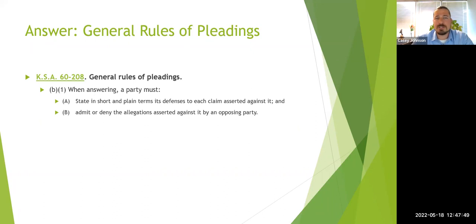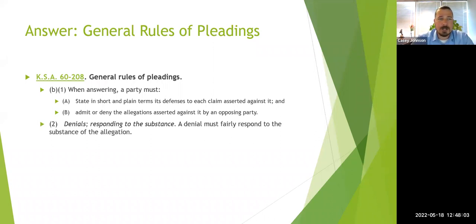When you're answering, I like to go paragraph by paragraph. Some attorneys will just go, "I admit 1 through 1, 5, 8, 9, and I deny 2, 8, 9." Well, I said 8 for both of them, but you can figure that out. But the statute requires that if you're going to deny an allegation, you must fairly respond to the substance. So we shouldn't be doing that.